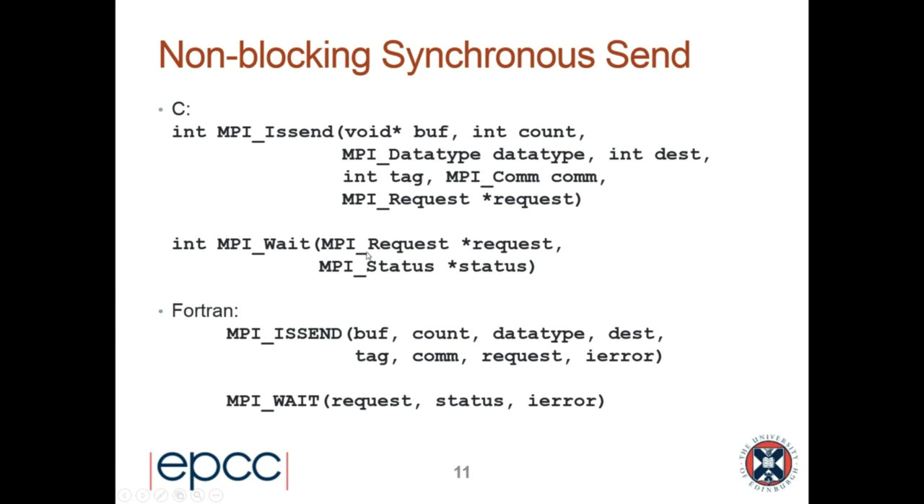Later on, you can say, right, I will now wait for that request to complete. I can say, I will wait for this particular request, and this request is hopefully the request here. So if I match these up, the request is the identifier for this communication. And there's a status variable here, which isn't particularly important. I'll come back to that later.